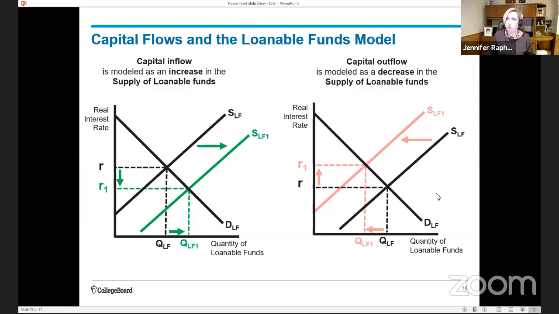All right, so it's really just that simple. That is the one really new piece of information this evening. Make sure that you recognize capital inflow as an increase in the supply of loanable funds and capital outflow is a decrease in the supply of loanable funds. And you've got this, you're really close to the end of international economics once you've got that.